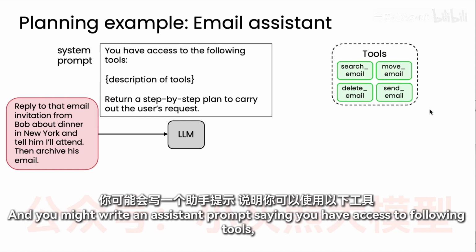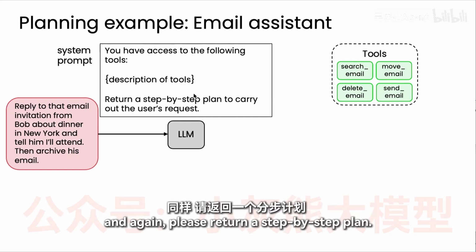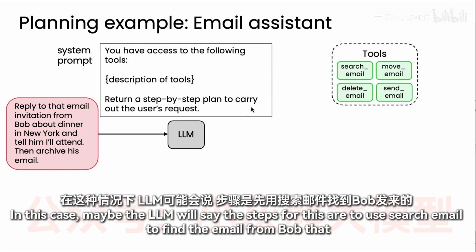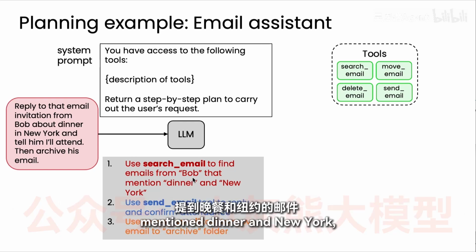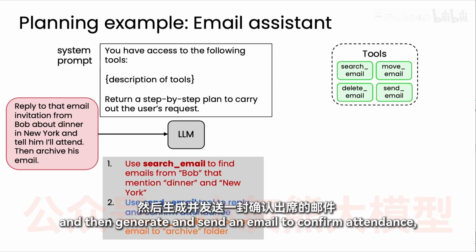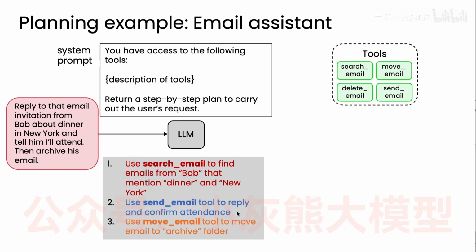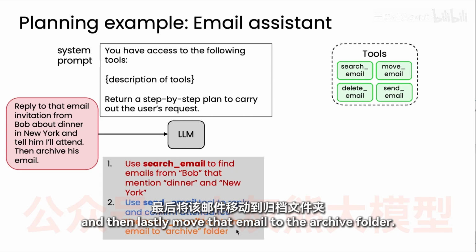And you might write a system prompt saying you have access to the following tools, and again, please return the step-by-step plan. In this case, maybe the LLM will say the steps for this are to use search email to find the email from Bob that mentioned dinner and New York, and then generate and send an email to confirm attendance, and then lastly, move that email to the archive folder.